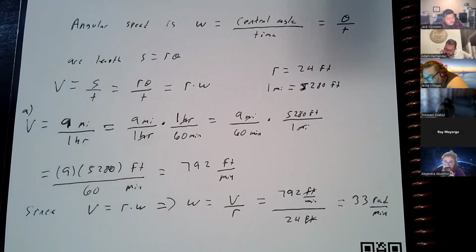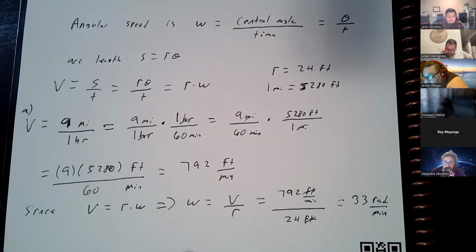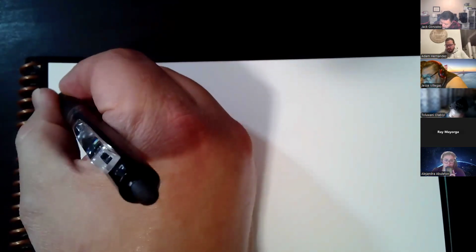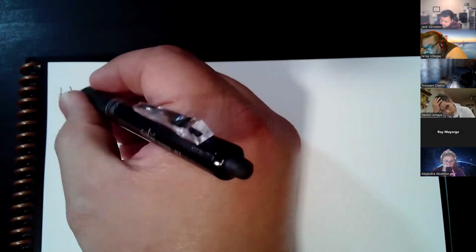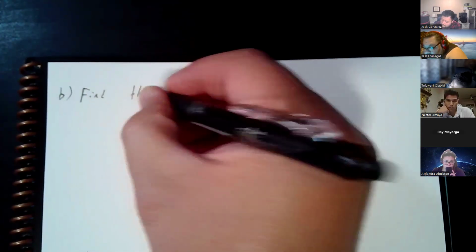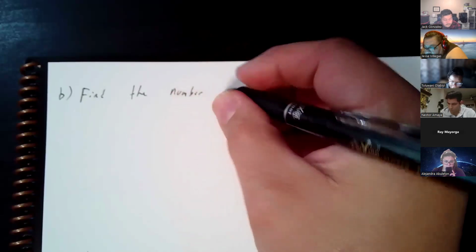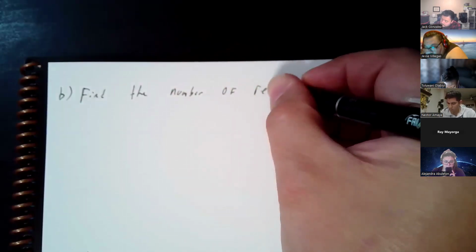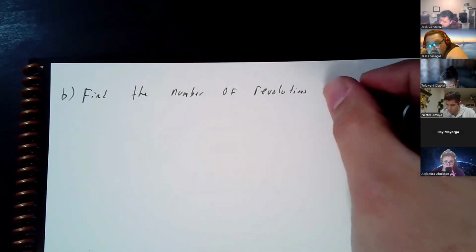Okay. You guys cool on part A? Part B: find the number of revolutions per hour.